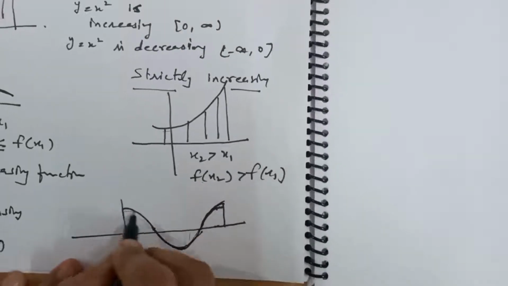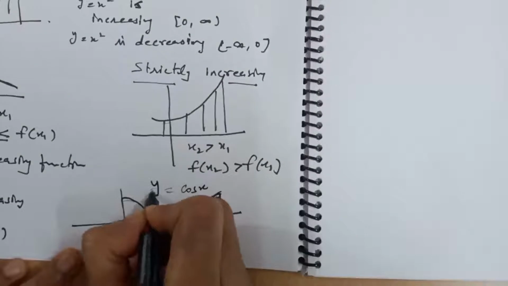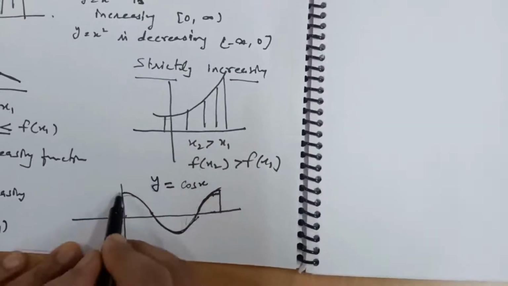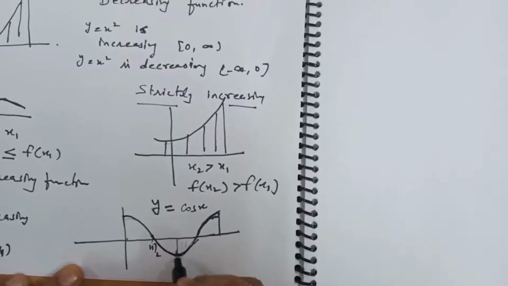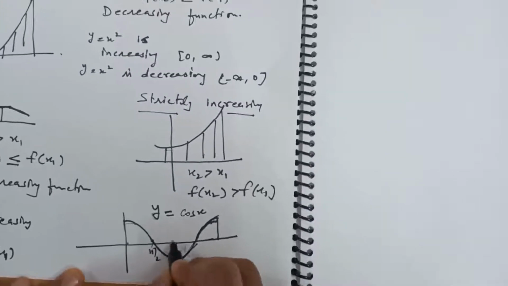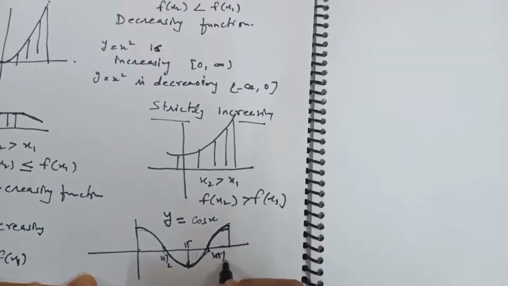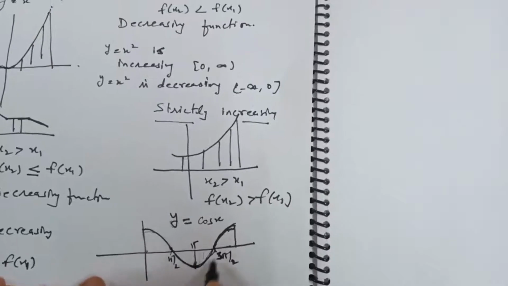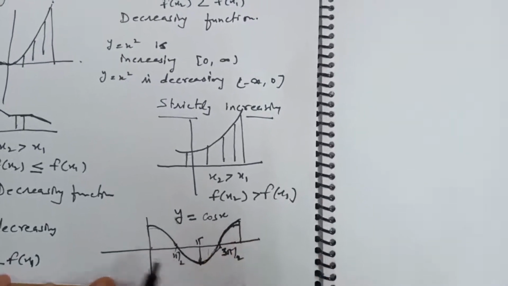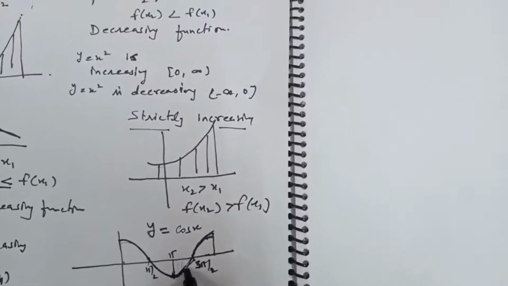This is the graph of y equal cos x. You know at 0 its value is 1, at pi by 2 its value is 0, at pi its value is -1, and at 3 pi by 2 its value is 0. This function we have already studied in 11th. So this is the graph of cos x. We will see that in some interval it is decreasing and in some interval it is increasing.